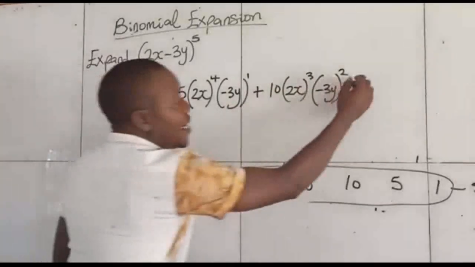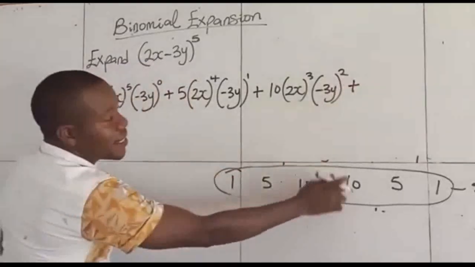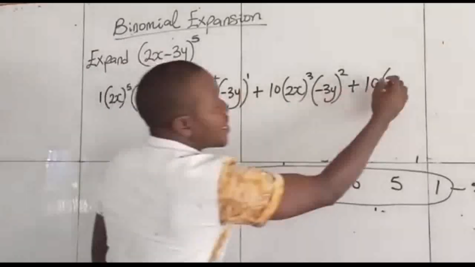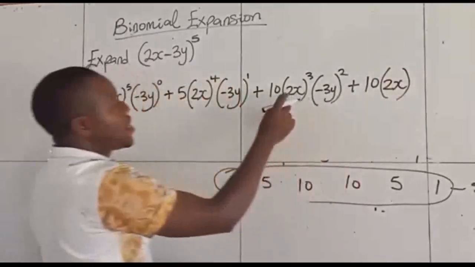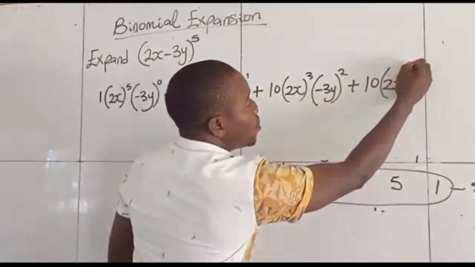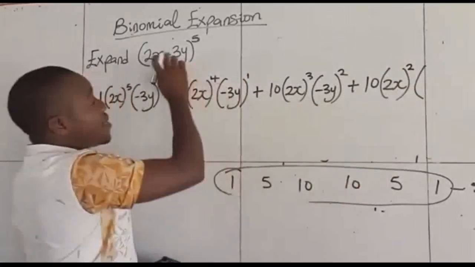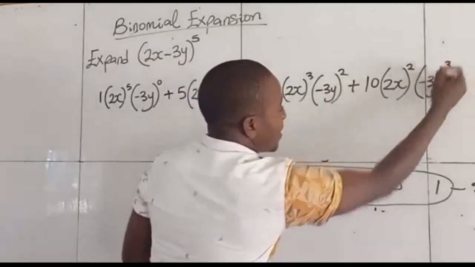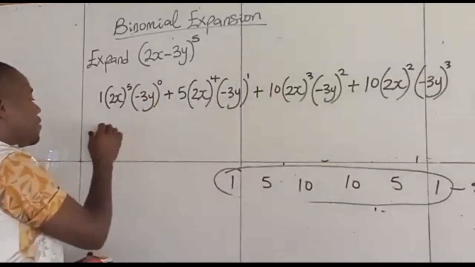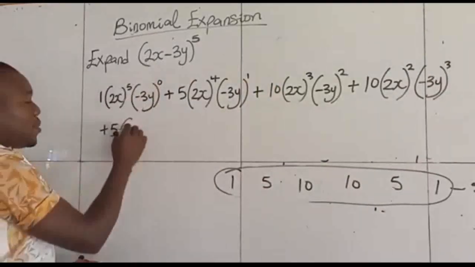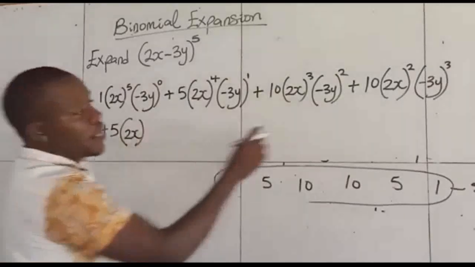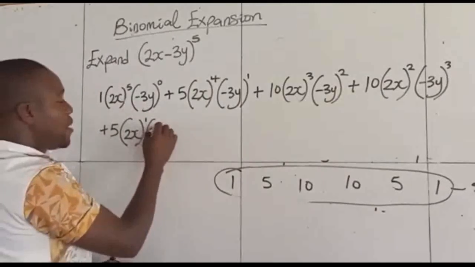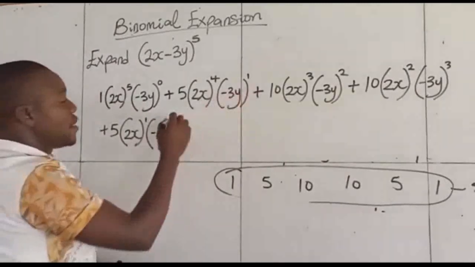Plus, the next coefficient is 10, and the first term is 2x. The power reduces from 3 to 2, and the next expression is minus 3y. The power increases from 2 to 3. And then the next coefficient, plus 5. The first term, 2x, the power reduced from 2 to 1. And the next expression, minus 3y, the power increased from 3 to 4.